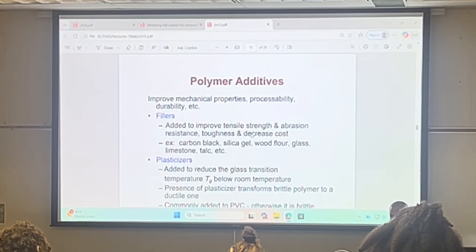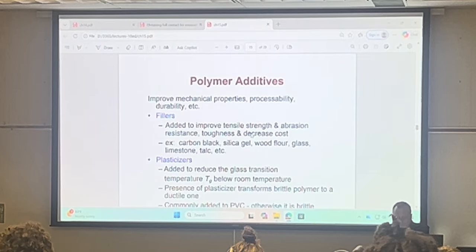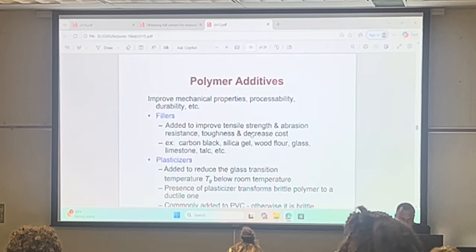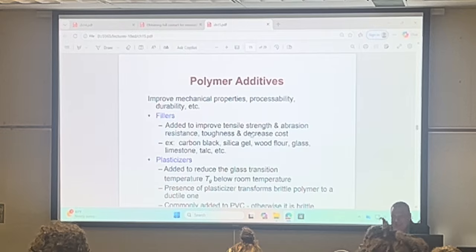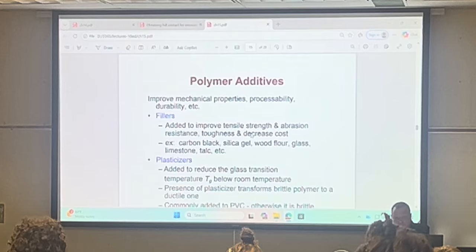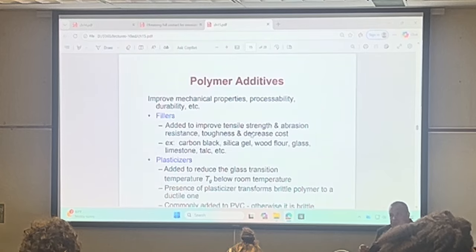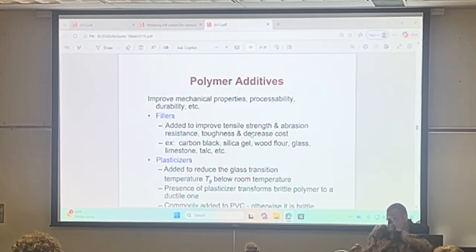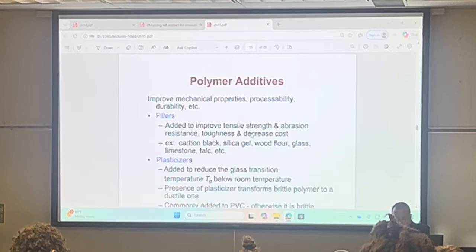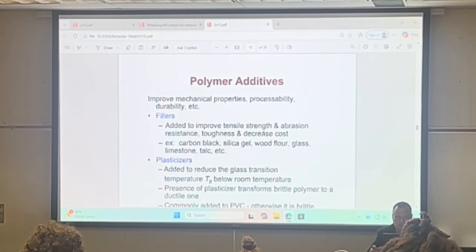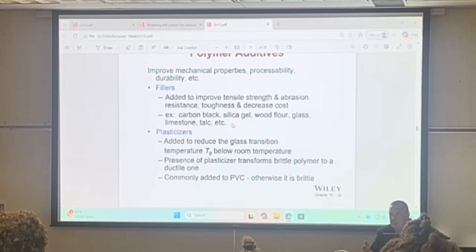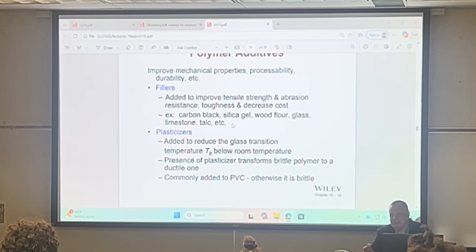What else can we do? Well, we can put different kinds of additives, fillers and plasticizers. The fillers are typically materials that are cheaper, kind of like to fill them up, that's why they're called fillers, to decrease the cost, like carbon black, or silica gel, or wood flour, or glass, or limestone, or talc, whatever you can put in there, right, to beef it up.